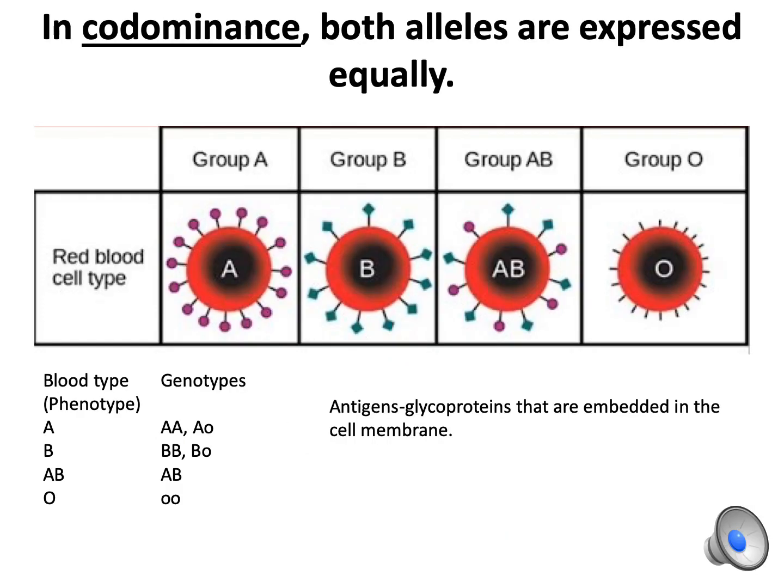Okay, now we're going to move on to an example of a trait that does not obey the patterns of simple dominance that were observed in the pea plants that Mendel worked with originally. This is talking about the different human blood groups and blood types. You can see here we've illustrated all 4 types of blood cells: type A blood cells, type B, type AB, and type O.